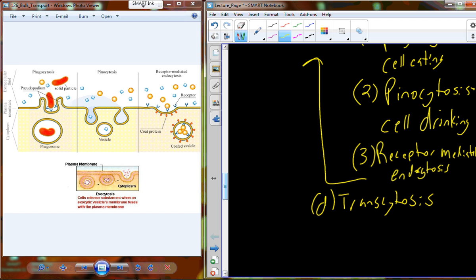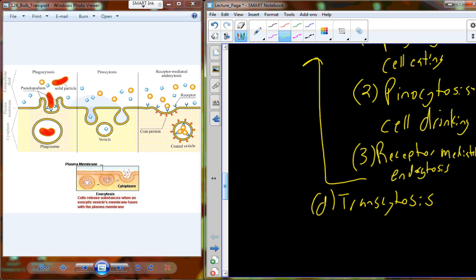Endocytosis and exocytosis, there are three types of endocytosis: phagocytosis, pinocytosis, and receptor-mediated endocytosis. They all deal with moving stuff across the membrane. But once we get a packet of material, which you can see we have packets of material for both endocytosis and then here exocytosis as we deliver stuff out of the cell, we have to move and traffic those packets around the cell. And we use a form of transport called transcytosis.